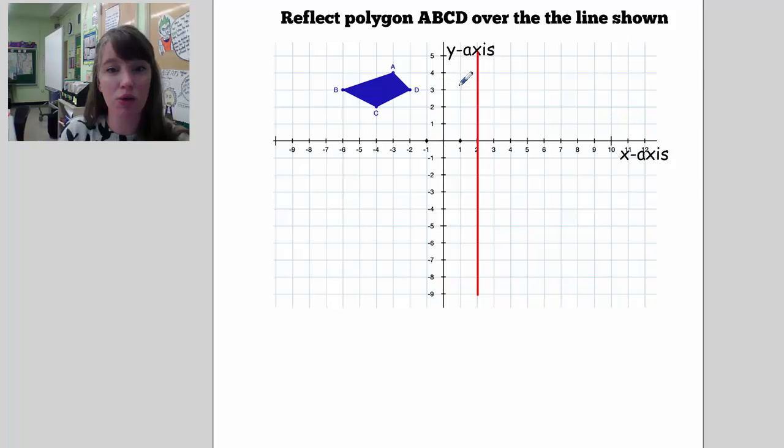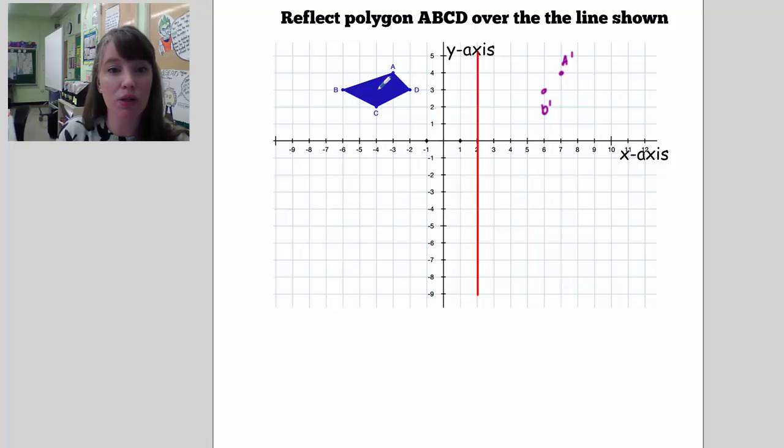This is 1, 2, 3 units, 1, 2, 3, 4, so we go 1, 2, 3, 4. This is my new D prime. 1, 2, 3, 4, 5, so it's 1, 2, 3, 4, 5. And that makes sense because A is up and to the left, so A prime would be up and to the right.